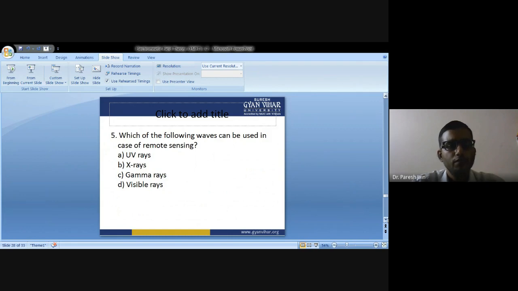Which of the following waves can be used in case of remote sensing? Ultraviolet rays, X-rays, gamma rays, and visible rays. Remote sensing is one of our electromagnetic applications, and it is shown in the applications slide. So through this you can find which type of waves remote sensing uses.